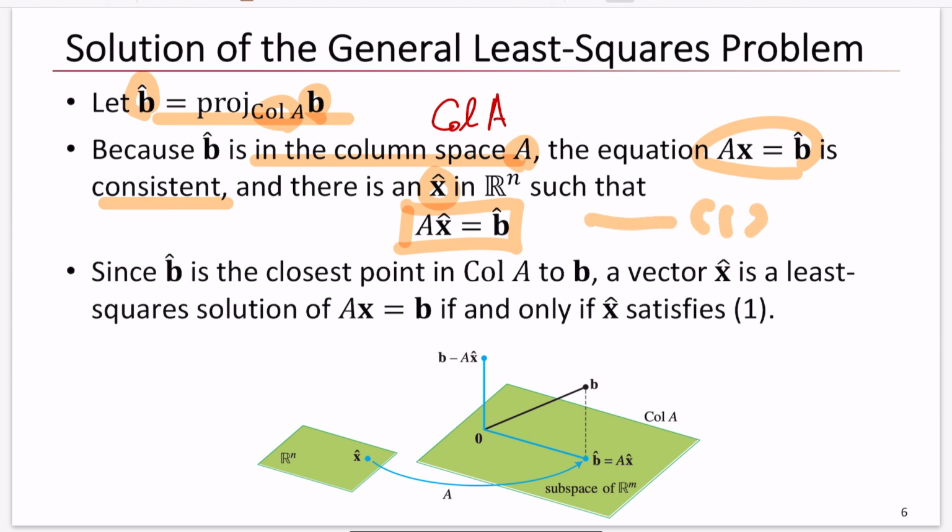Let's say this is the first equation. Since b hat is the closest point in the column space of A to b, vector x hat is a least squares solution of Ax equals b if and only if x hat satisfies the first equation. So in other words, the solution for b hat equal to A x hat, where x hat is defined in R^n, is the general least squares solution. We're almost there.